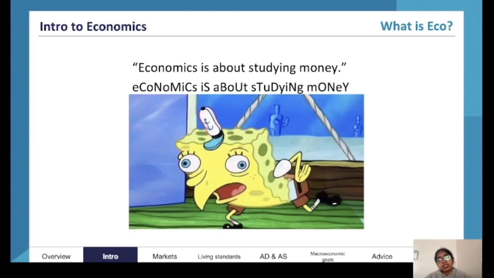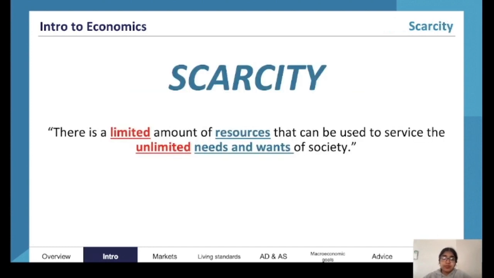Okay, so let's get straight into it now. What is ECHO? Many people say economics is the study of money, right? But the truth is, it's a little bit more complicated than that. It's not just about studying money, it's literally about studying decision making. Economics is a study of choices. So how are choices made? If you thought that economics is about studying money, wipe that thought from your mind, we're starting afresh. So let's start off with scarcity, which is probably the underpinning concept of economics.